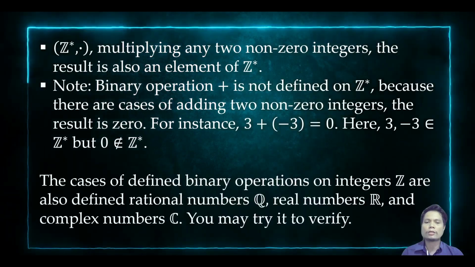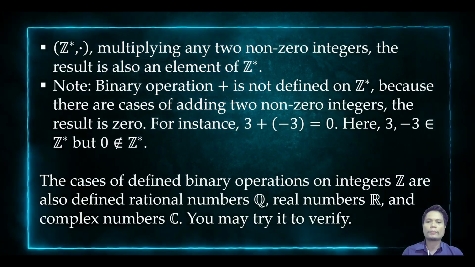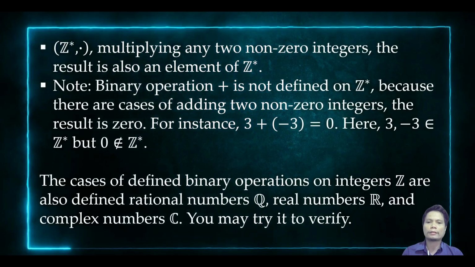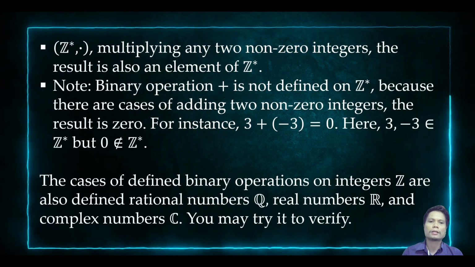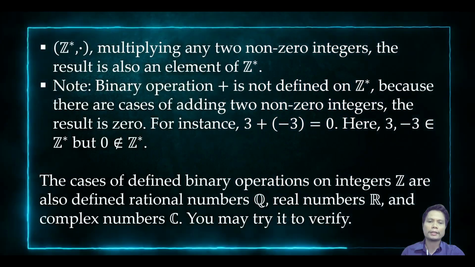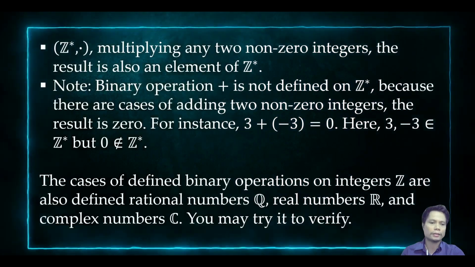The cases of defined binary operations on integers are also defined on rational numbers, real numbers, and complex numbers. You may try it to verify.